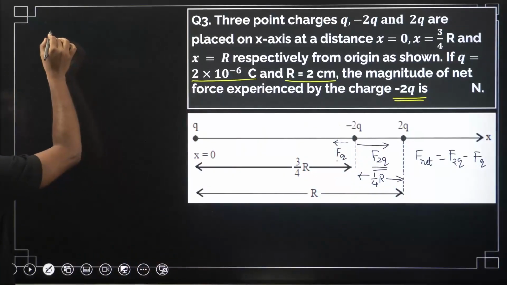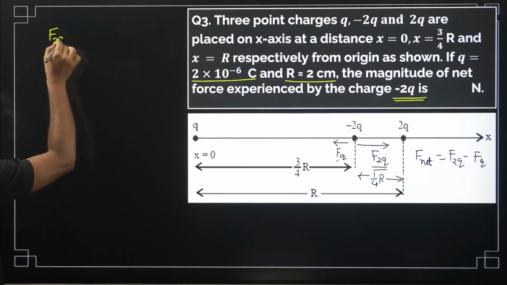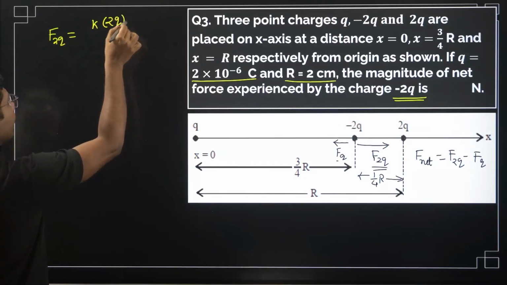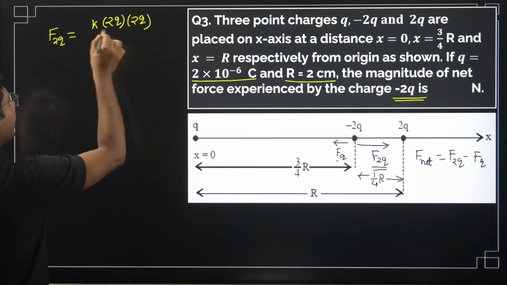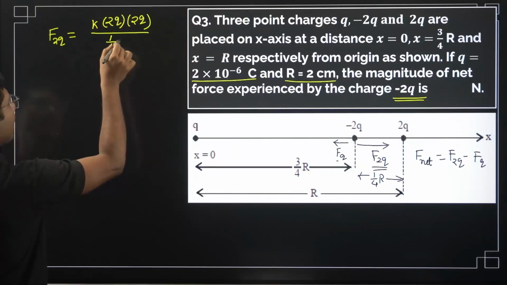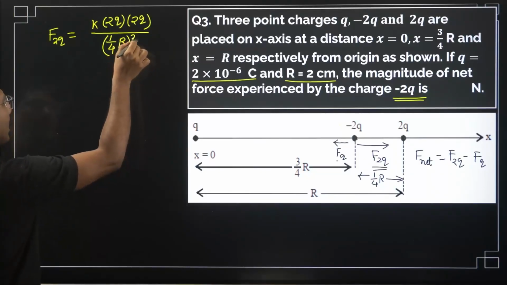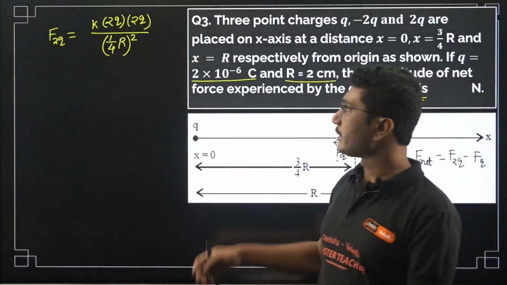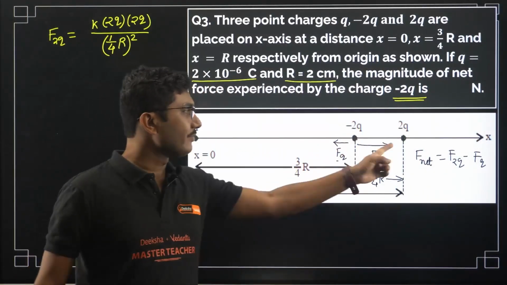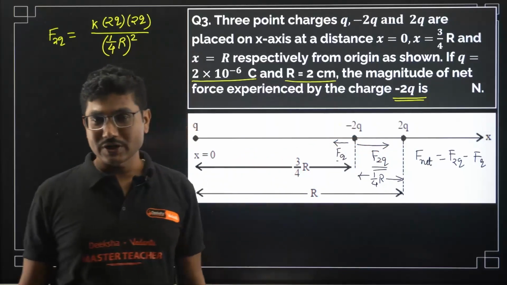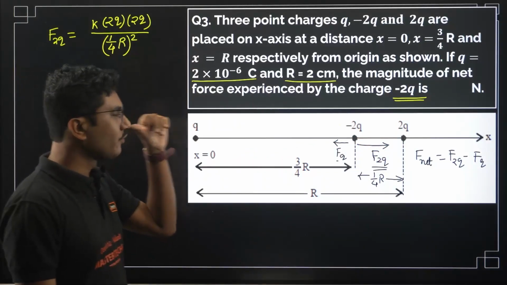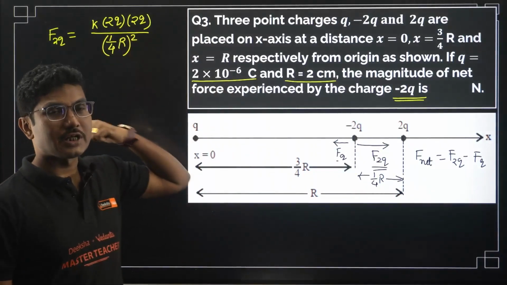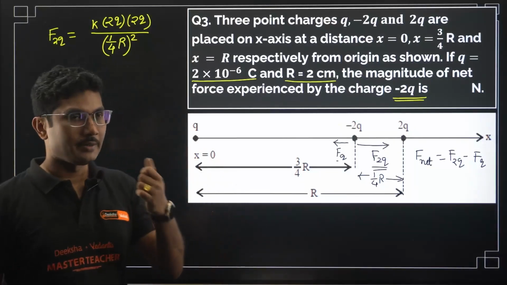So let's calculate the first force, F2q. So K into 2q into 2q divided by (1 by 4 r) whole square. Now you can see that I am not using the negative sign of the minus 2q charge, because I have already said this force is attractive, so I have already found its direction. So while calculating force, if you find the direction clearly, no need to add the sign of the charge in the expression of force. Very, very important.